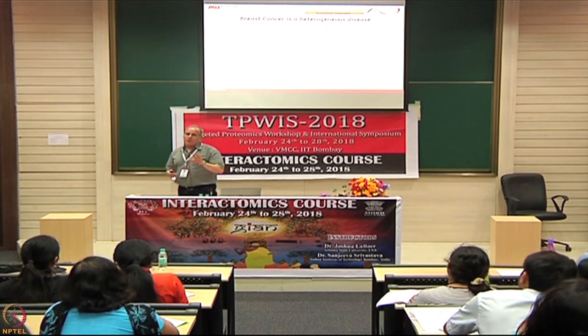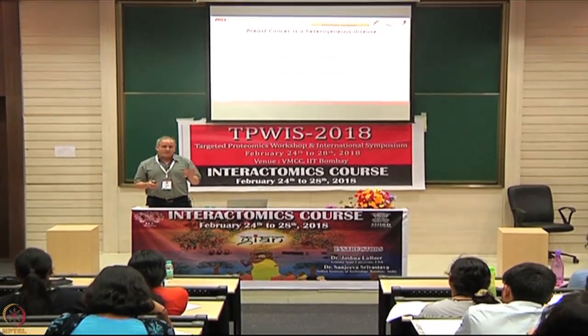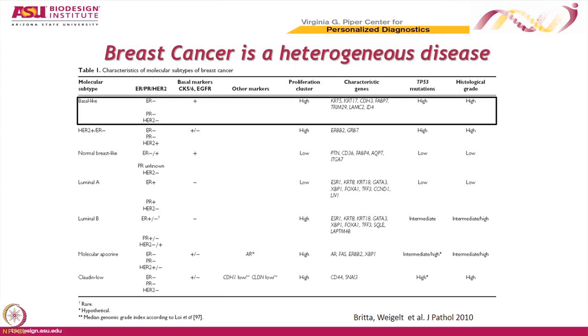And I mentioned to you before that we know that breast cancer is a heterogeneous disease. That means that there's multiple subtypes. There's the basal-like subtype, the HER2 subtype, luminal A, luminal B, Claudin-low. So these are all various subtypes of breast cancer.